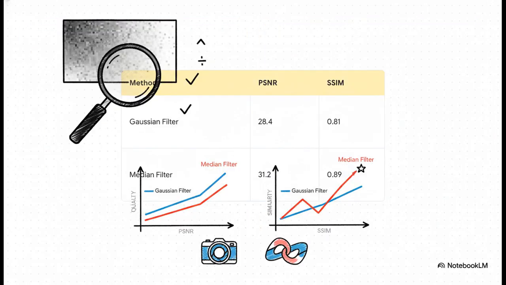And the results are in. We're looking at 2 key scores here, PSNR, which measures overall image quality, and SSIM, which checks how well the structure of the image is preserved. In both cases, a higher number is a better number, and you can see it right there. The median filter is the clear winner on both fronts.